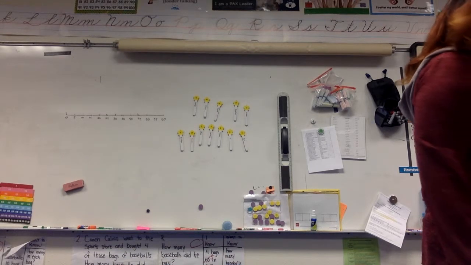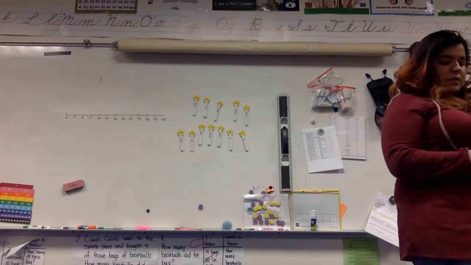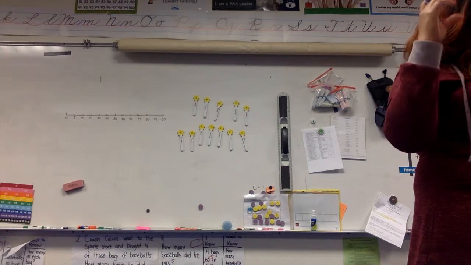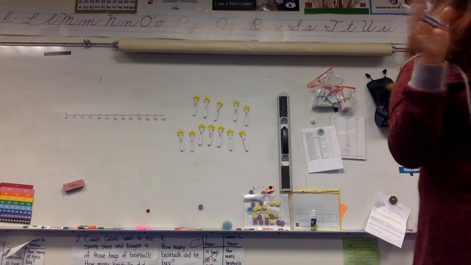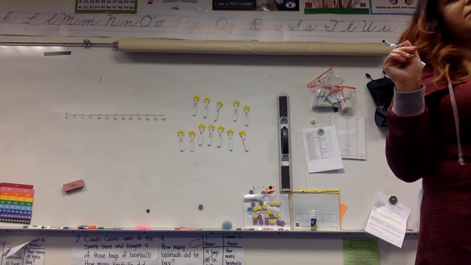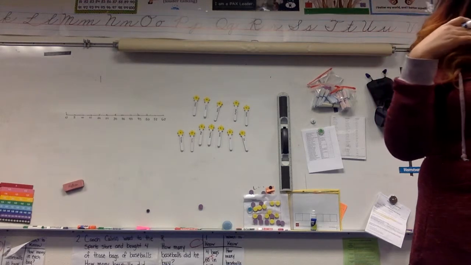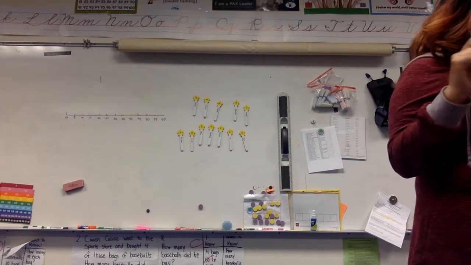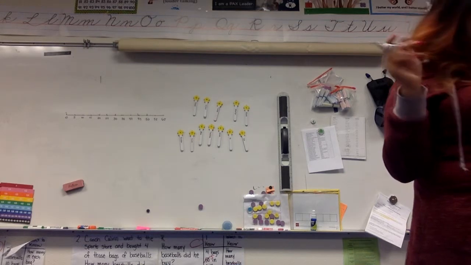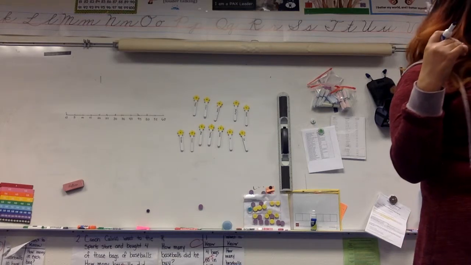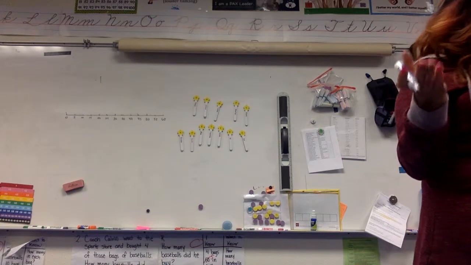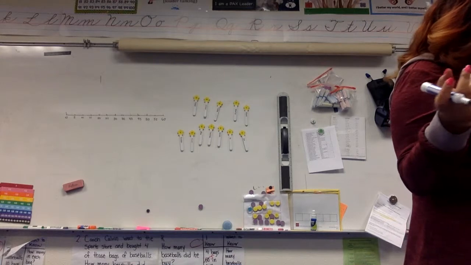Okay, multi-step word problem. I want you to start writing down the things because there's a lot of things. It takes Austin 4 minutes to take out the garbage. Write it down. 12 minutes to wash the dishes. And 13 minutes to mop the kitchen floor.